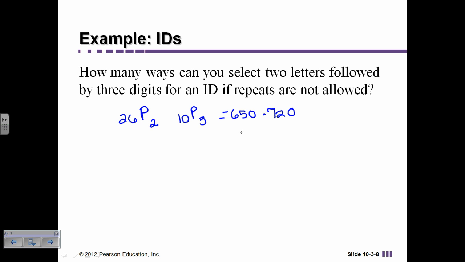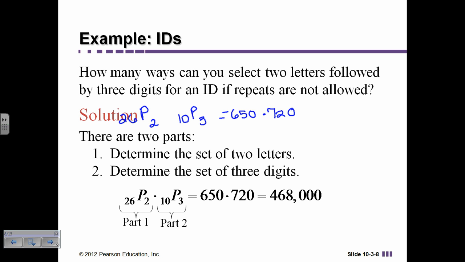And so the total number of combinations of those two things is going to end up being 468,000 possible combinations of these symbols.